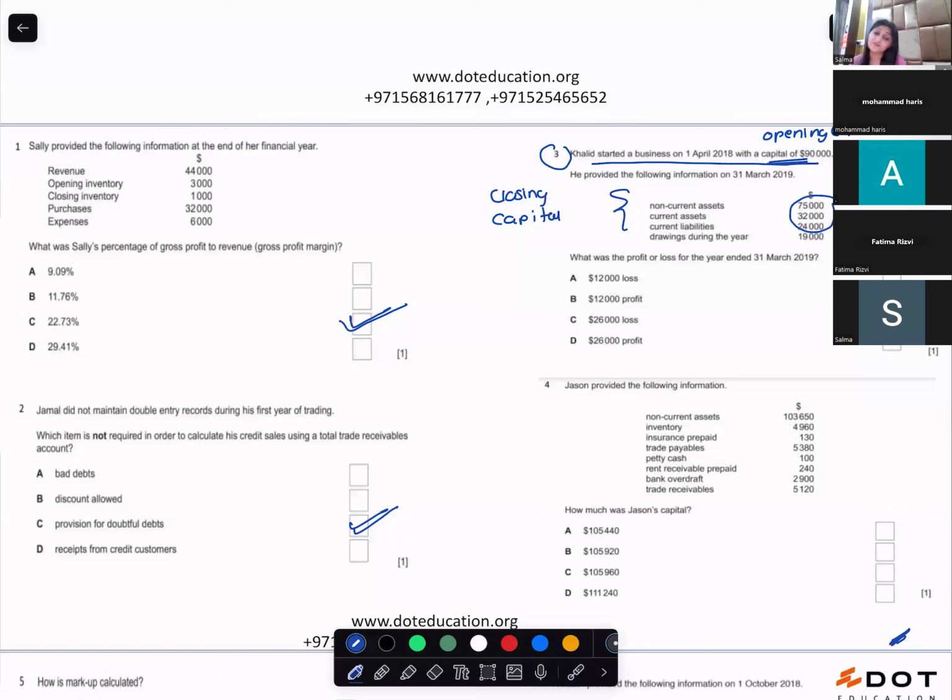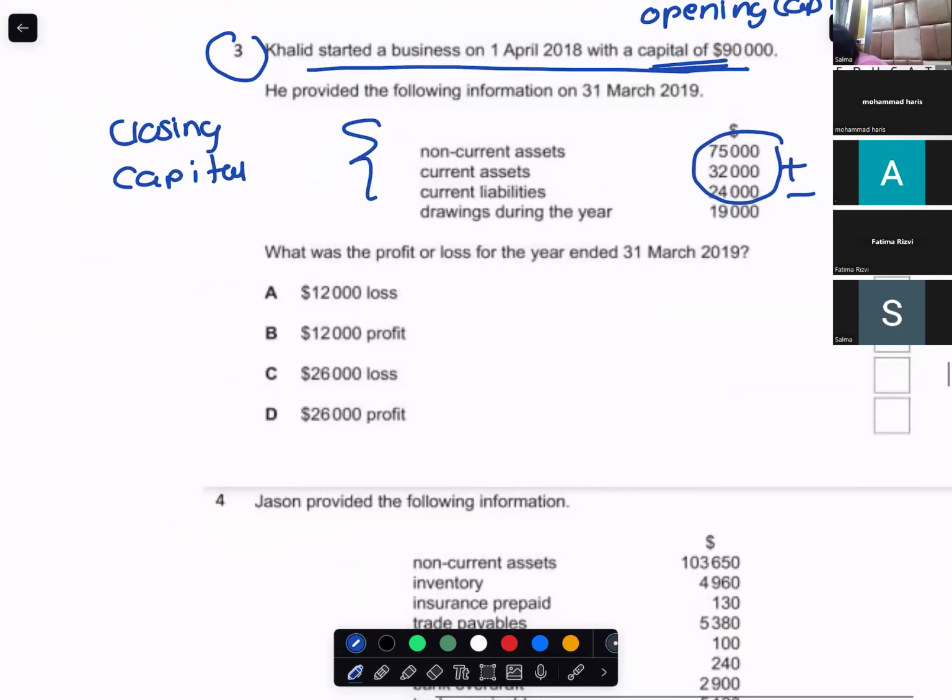For now, you need opening capital to find the closing capital. Do you need opening capital to find the closing capital? Okay, so 75,000 plus 32,000 minus 24,000 minus 19,000. Do you minus the drawings? Everything that is given, do you do it? Yeah, you minus the drawings to get the closing capital.